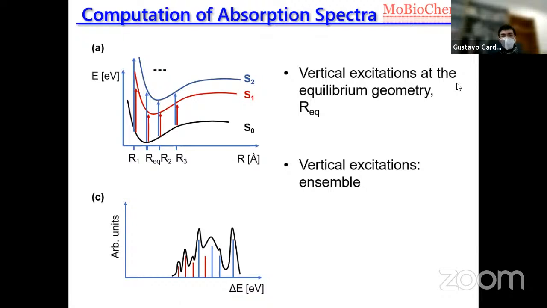Okay, so that being said, we are going to do two things here. The first thing is we're going to compute the absorption spectrum not for the equilibrium geometry, but for a random geometry, and we're going to see what we obtain. And afterwards, we're going to do the same thing for the whole ensemble of geometries under consideration.